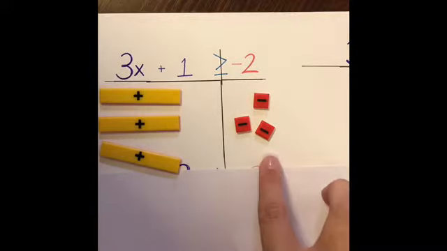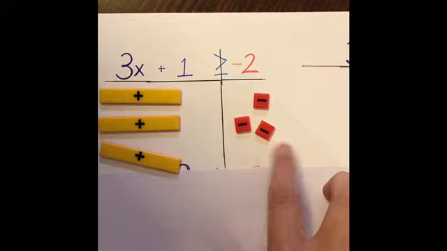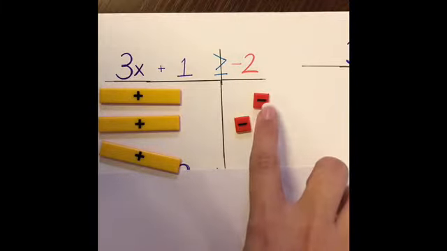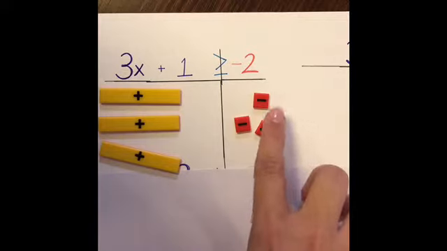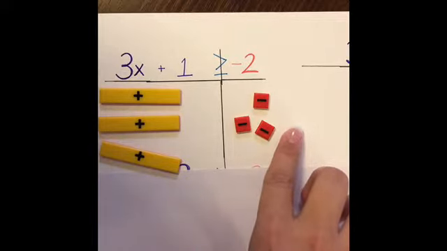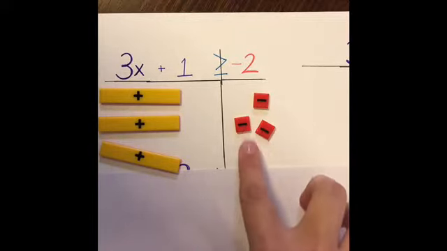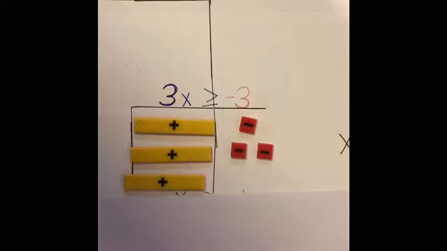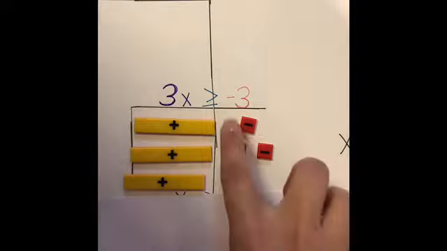On the right side, we added the 1 negative to the 2 already existing tiles. Since they are not opposites, they do not cancel each other out, so we will now have a negative 3 on the right side. Now, the equation we are left with is 3x is greater than or equal to negative 3.